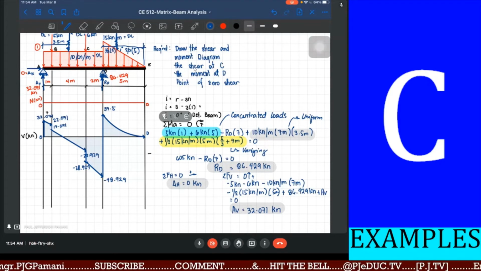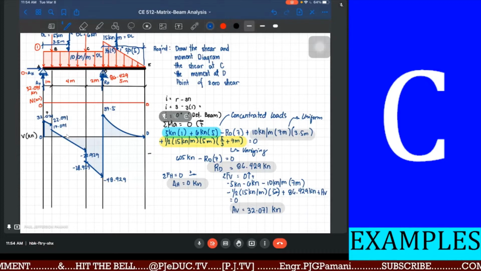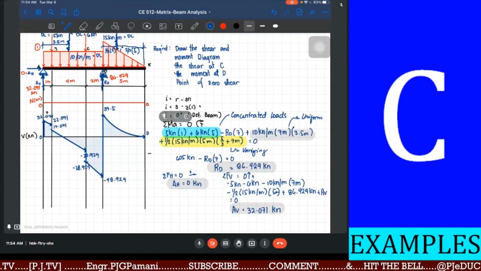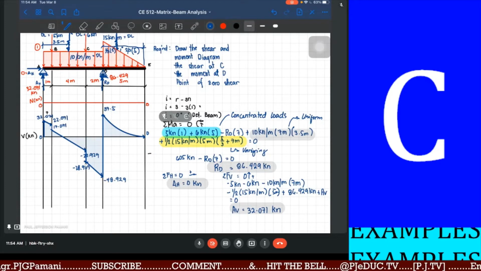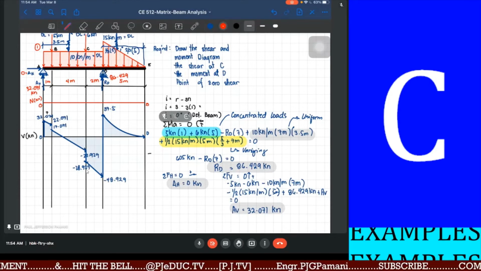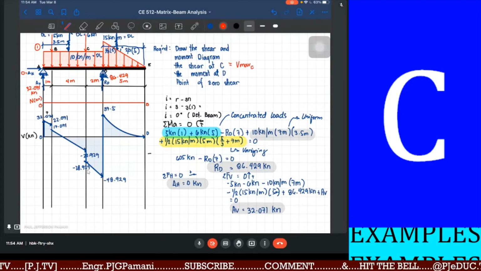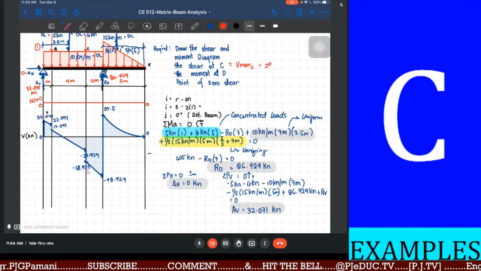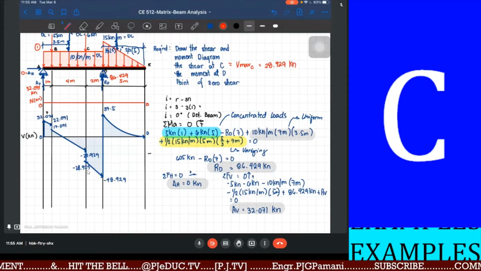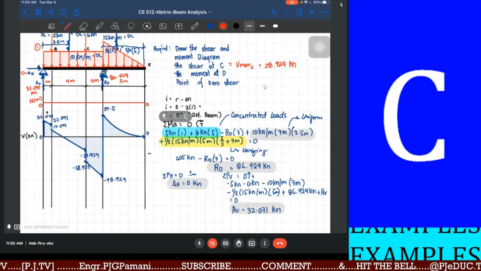We can now answer two of the questions. The shear diagram, ito na yung ating shear diagram. Then, what is now the shear at point C? The maximum shear at point C, Vmax at point C, is equal now to 28.929 kilonewton. Okay? So the maximum shear at point C is 28.929 kilonewton.